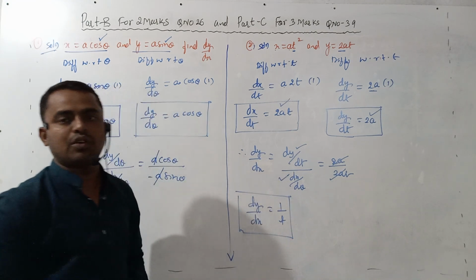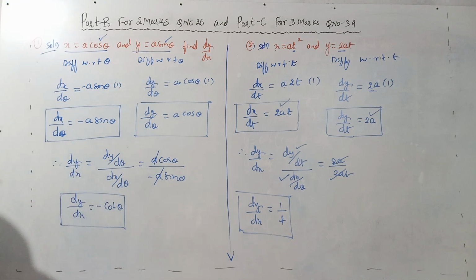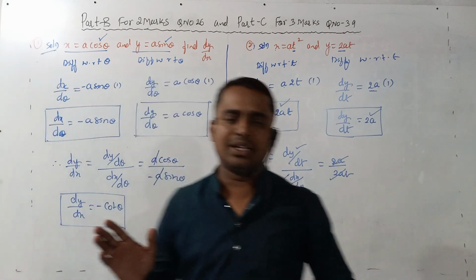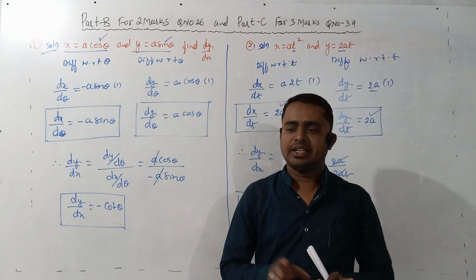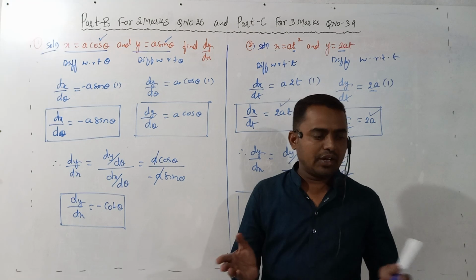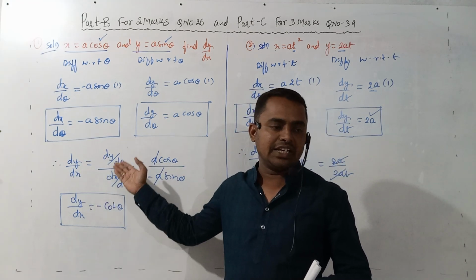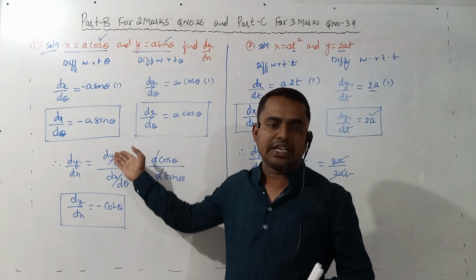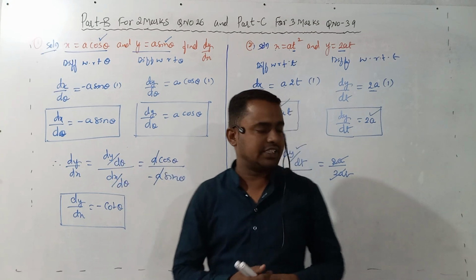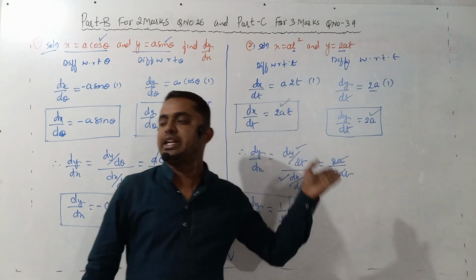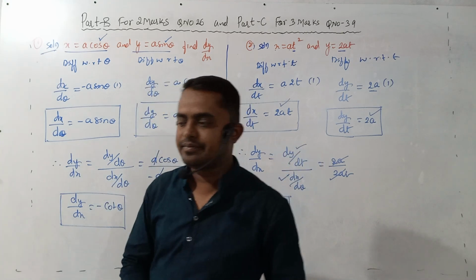dy by dx is equal to 1 by t. So this is the solution of the problem. I hope you are getting the solutions of the problem. These are very simple. Separately two equations are given in terms of x and in terms of y. We have to separately differentiate, then write the formula dy by dx. If it is given in terms of theta, use dy by d theta or dx by d theta. If it is given in terms of t, use dy by dt or dx by dt.